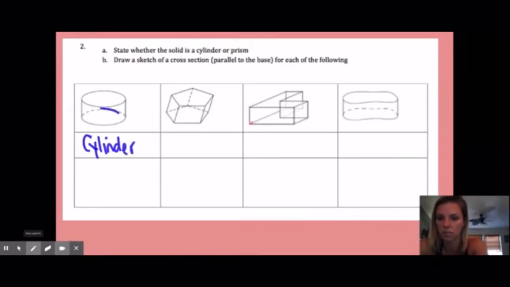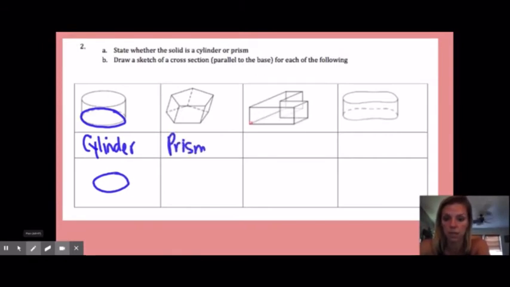A cross section parallel to the base would look just like it. This next one, the top and bottom are polygons, but they're congruent. Okay, so this is a prism. So the cross section, if I were to draw it in here, I'm going to draw it on the inside, would be a congruent pentagon.